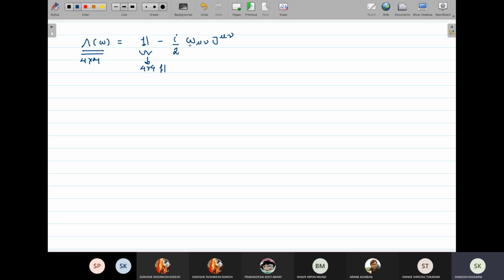These are the numbers, right? Then these will be 4 cross 4 matrices, and I want to determine these matrices. Why have I written J mu nu? Because it will be in covariant form. And we know the property of omega mu nu: omega mu nu is minus omega nu mu. Because of that property, the J mu nu will also be antisymmetric.